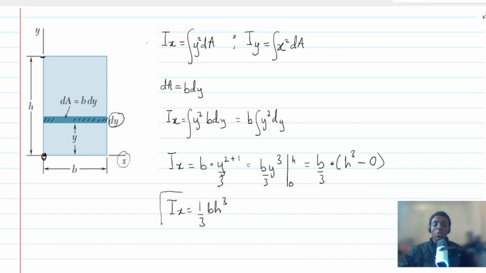It is important to understand that whenever you have a rectangular cross section, the second moment of area about the x-axis is nothing but 1/3 b h cubed. That is the formula right here. But I want to apply what we call the parallel axis theorem.